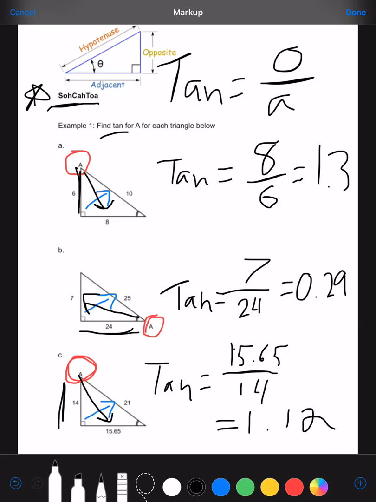And so that's what we're going to do today. Tangent is equal to opposite over adjacent. It's always important. Find your hypotenuse first, rule it out. Then opposite is always across from the angle that you're looking for. Adjacent is next to it.